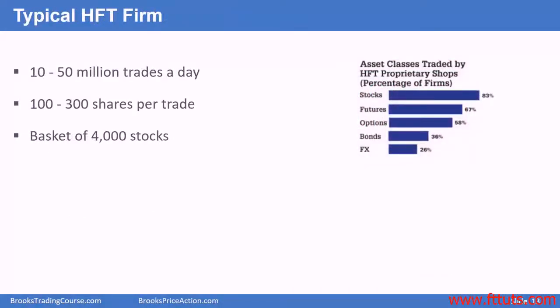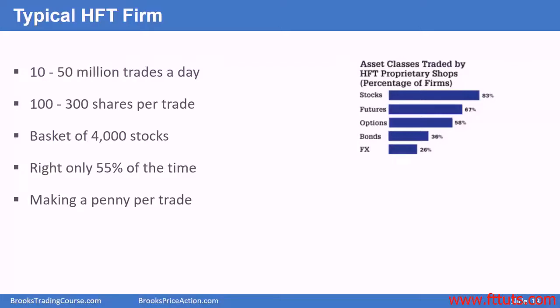There really is no typical high frequency trading firm, but this is a fairly common approximation of what a high frequency trading firm might do. They might make millions of trades a day, even 50 million trades a day, and they may trade 100 to 300 shares per trade, and they may be trading a basket of 1,000 stocks or 5,000 stocks. And here's a percentage of asset classes traded by high frequency trading prop firms, mostly stocks, but Forex markets will become increasingly important as time goes on.